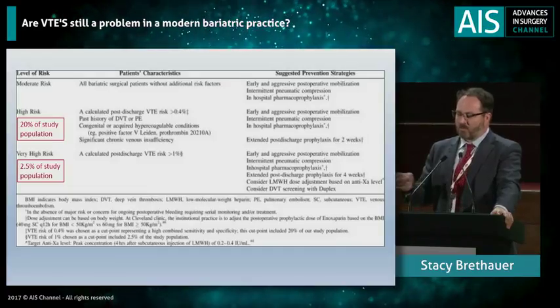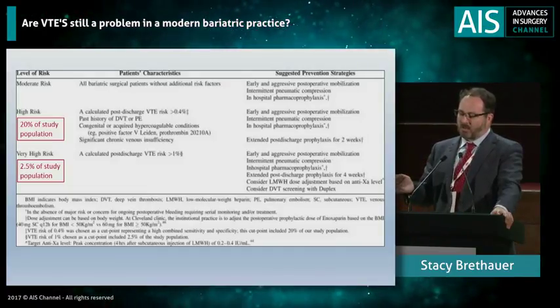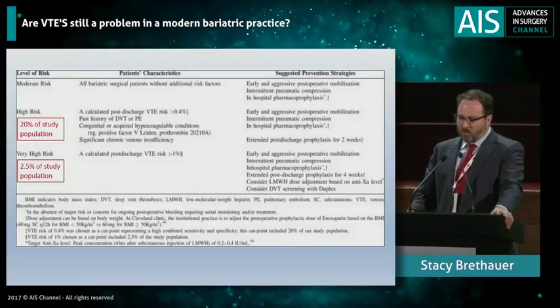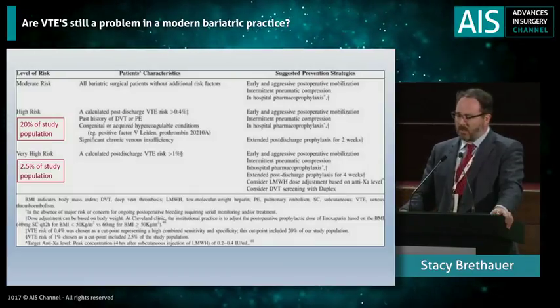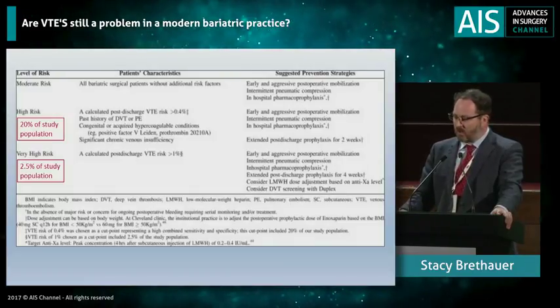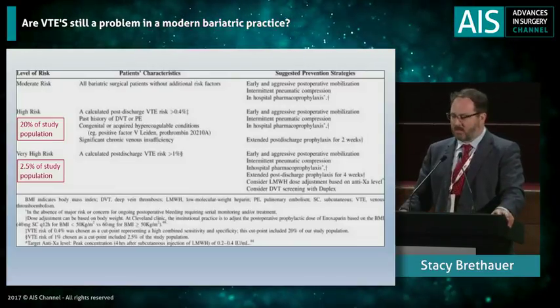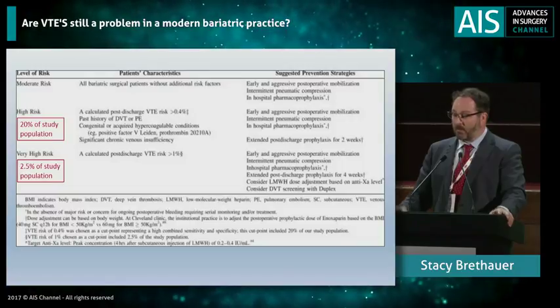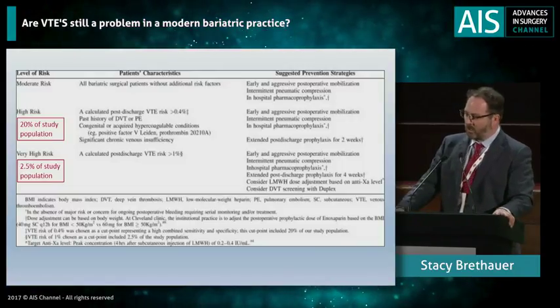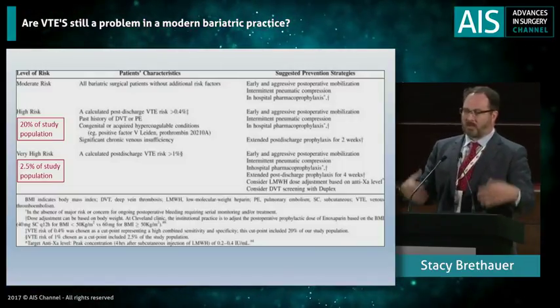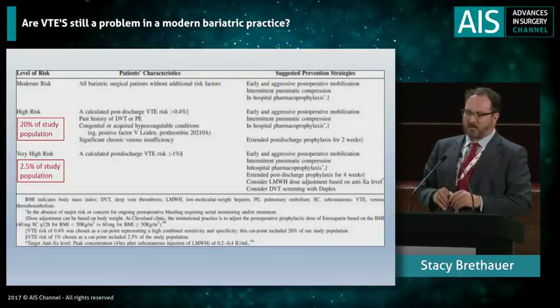And for those patients who, based on this calculator, have a risk greater than 1%, we give them 1 month of extended prophylaxis using Lovenox. Of this population, about 2.5% of this study group fell into that very high-risk category. And so we do this in our pre-op visits. We plug these variables into the calculator.